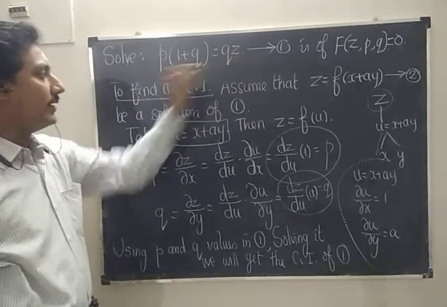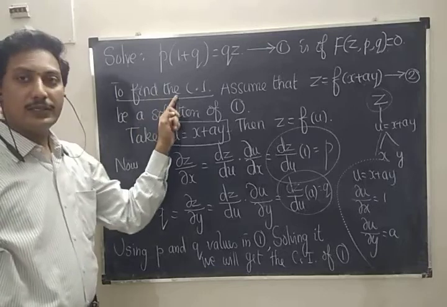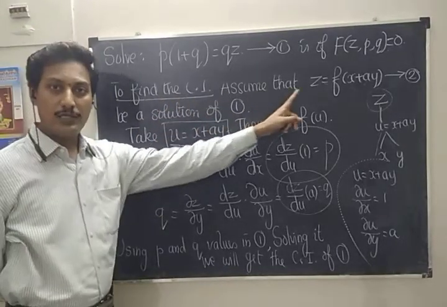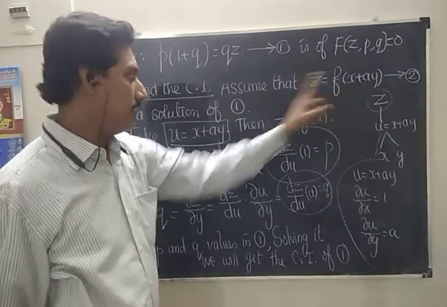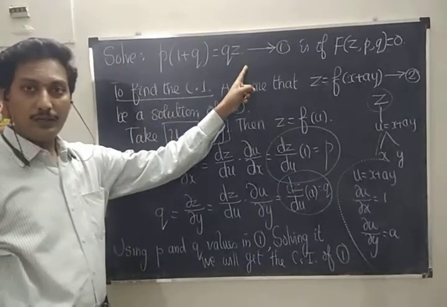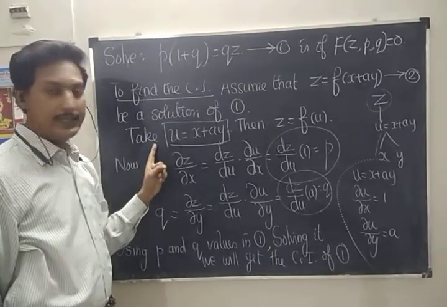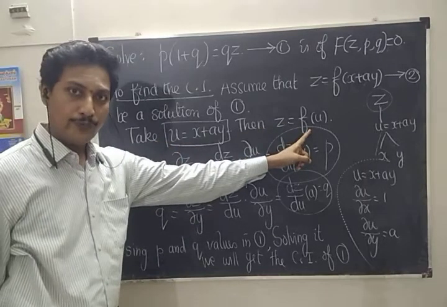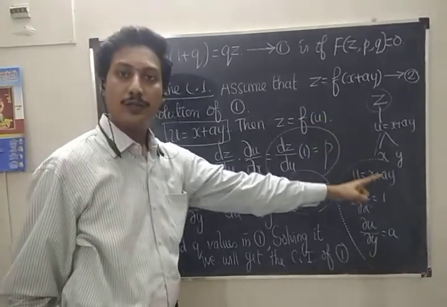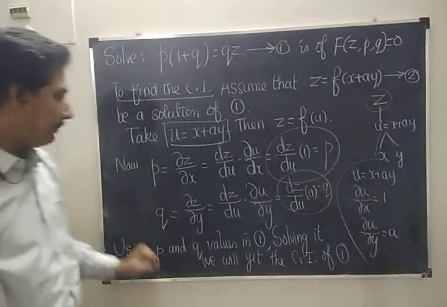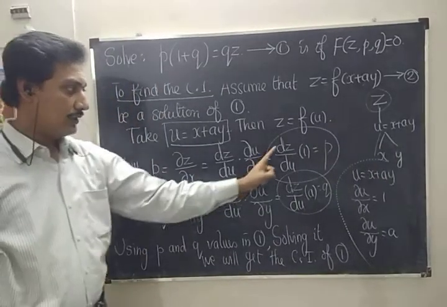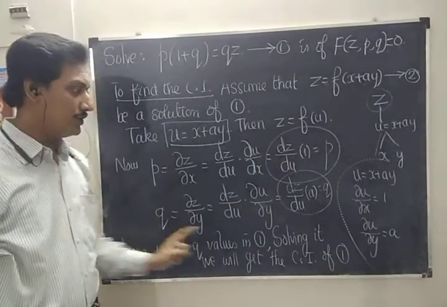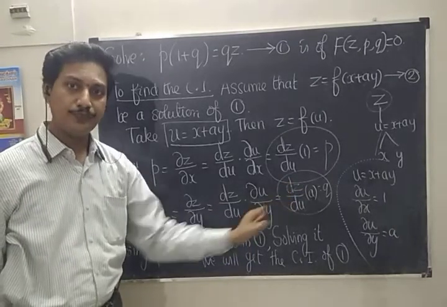So for this type, to find the complete integral, the assumption is z equal to f of x plus ay be a solution of the given PDE. Then take u is equal to x plus ay. Then z becomes f of u. By using the composite functions, I am getting that p is equal to dz by du and q is equal to a into dz by du.